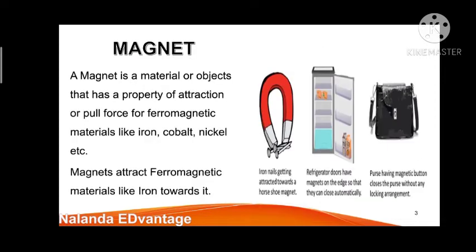What is a magnet? A magnet is a material that has a property of attraction to pull the ferromagnetic materials such as iron, cobalt, nickel. You must have observed magnets in your everyday life, such as those beautiful souvenirs that you bring from places you visit and place on your refrigerator doors. All these are magnets. Your handbags have a magnetic lock, and various types of magnets are available in our day-to-day gadgets and appliances.